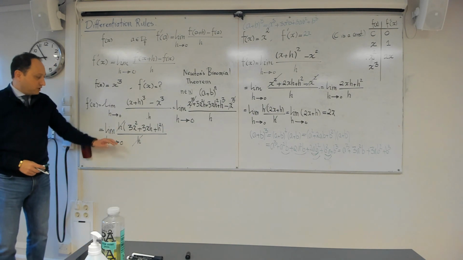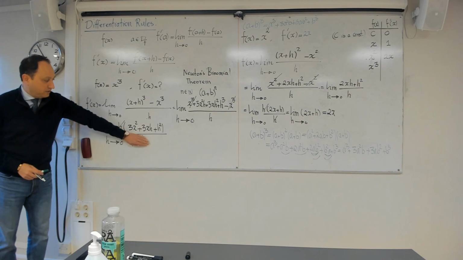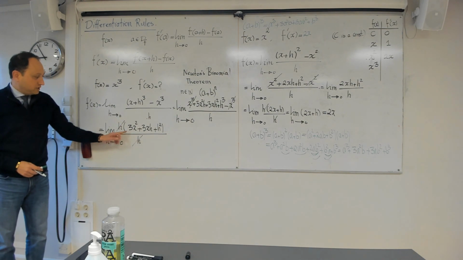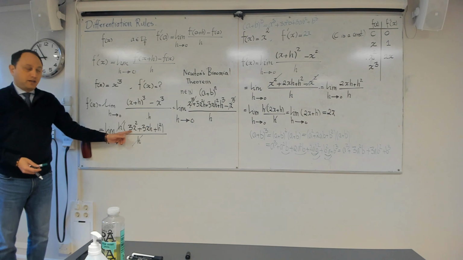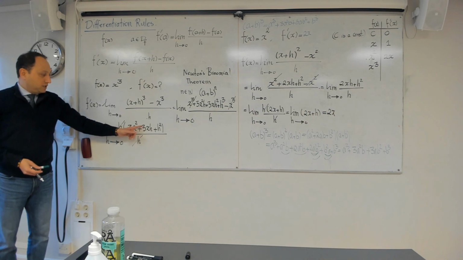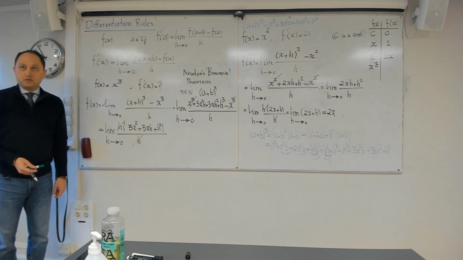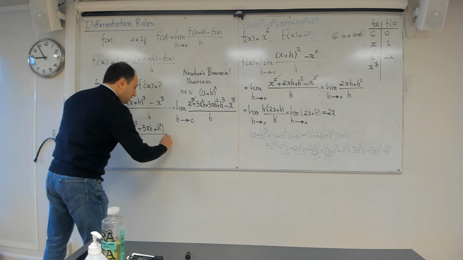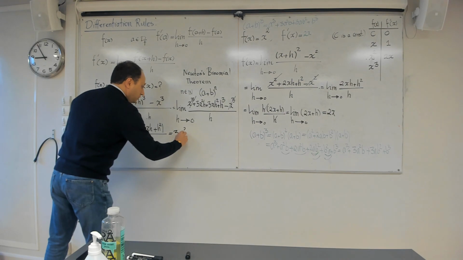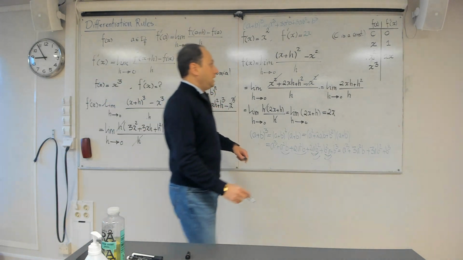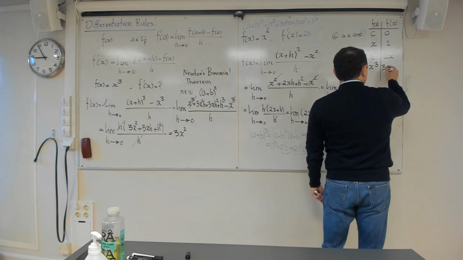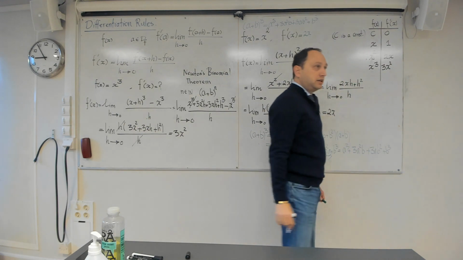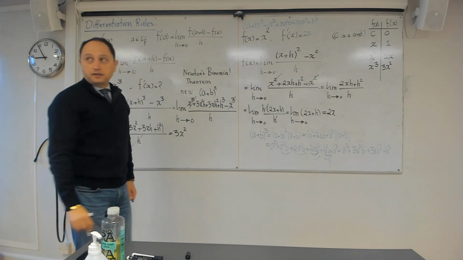If I send h to 0, assume that this is not here, this is not there, h goes to 0. This doesn't depend on h, so it's not affected. But this one becomes 0, that one becomes 0. Yes? The answer becomes 3x squared. So the answer becomes exactly 3x squared. Yes? So if I put it here, it becomes 3x squared there.